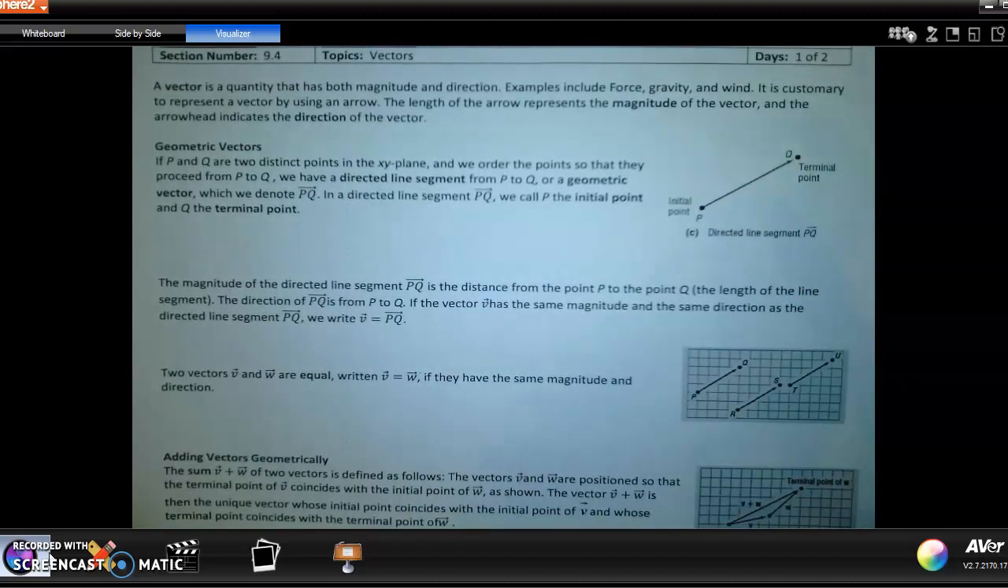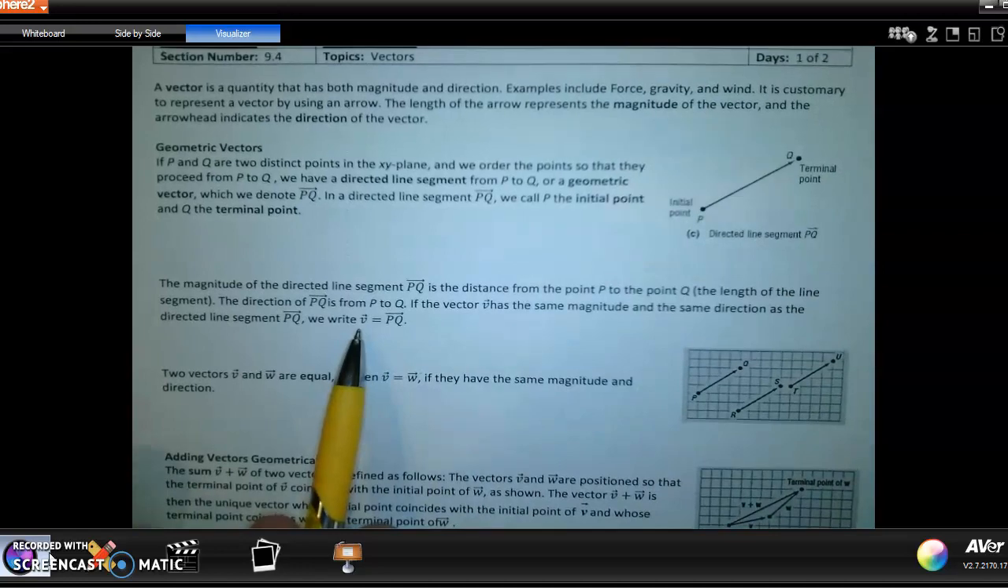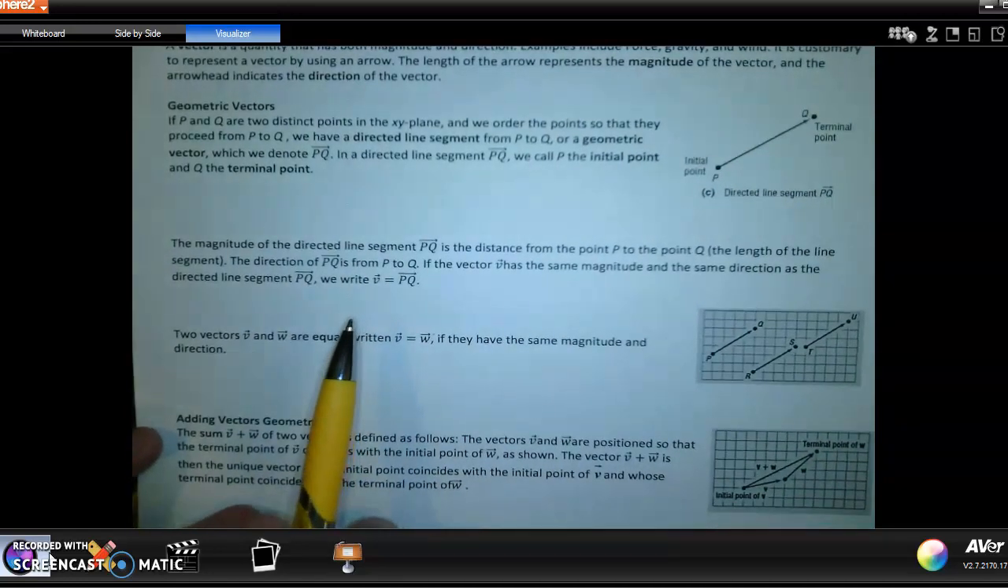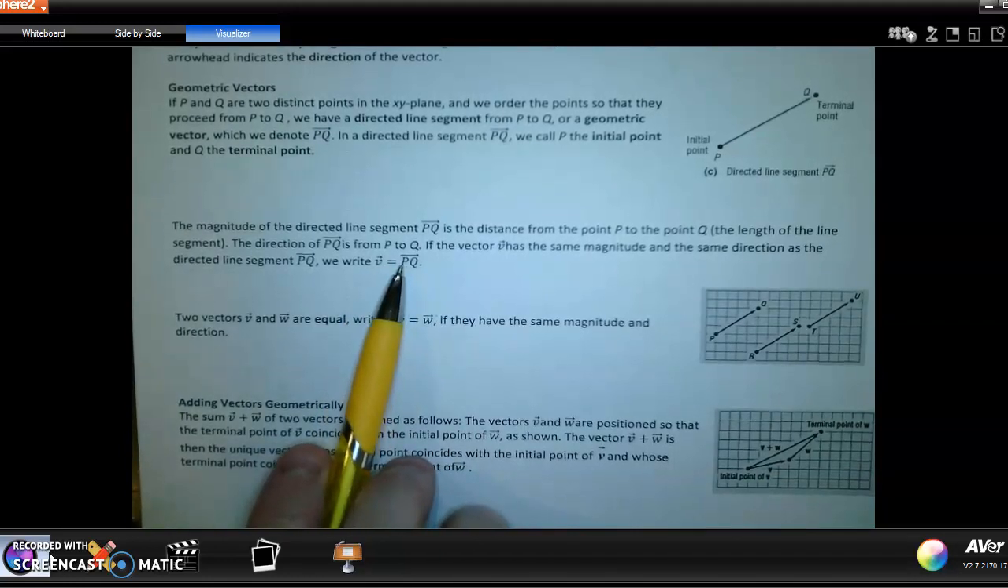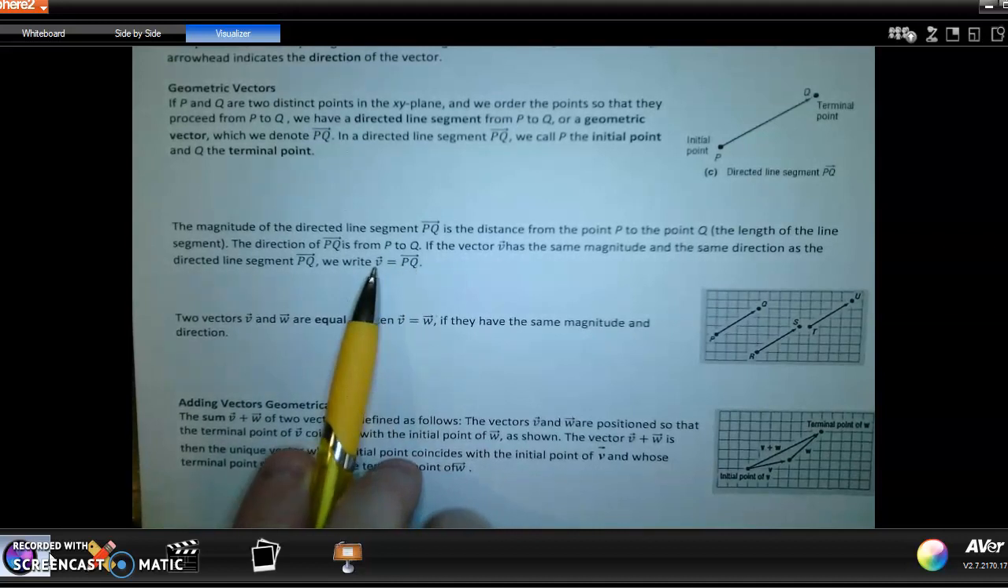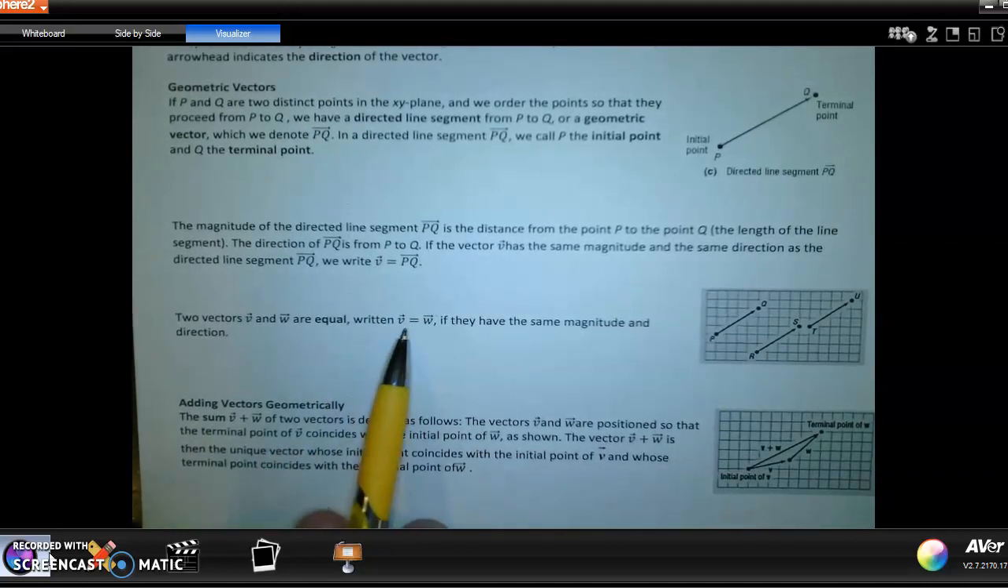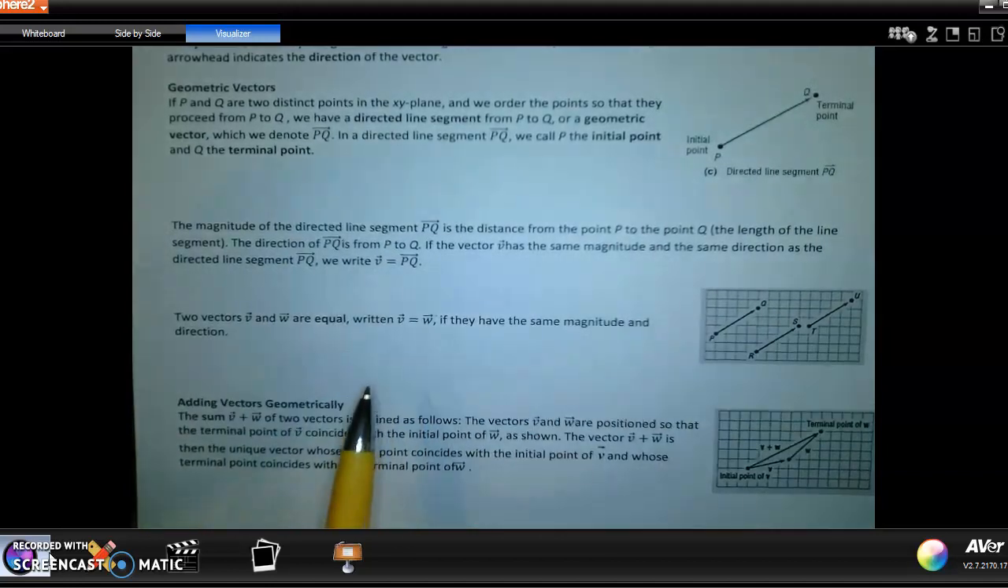A lot of times we also use just lowercase letters. If you look down here, you'll see this is vector V. If you've got some vector that is the same length and same direction as directed line segment PQ, then you can just use this symbol right here. This would be vector V, which is what we usually use. You'll see V, you'll see W, vector Z. You could use any letter at all to represent a vector generically.